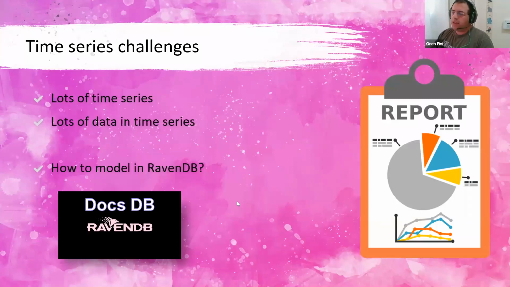More importantly, RavenDB is a document database. How does it work when you want to store time series data inside of a document database? We can absolutely store the data directly inside a document. I mean, that's easy.